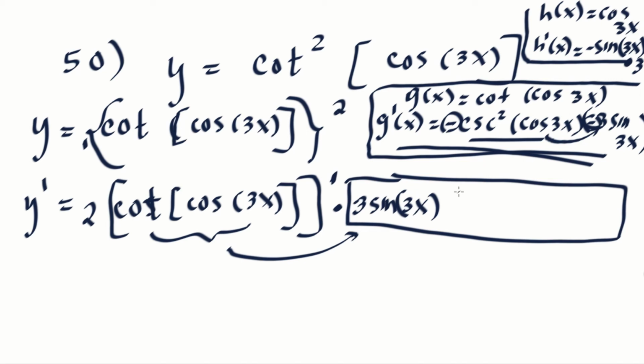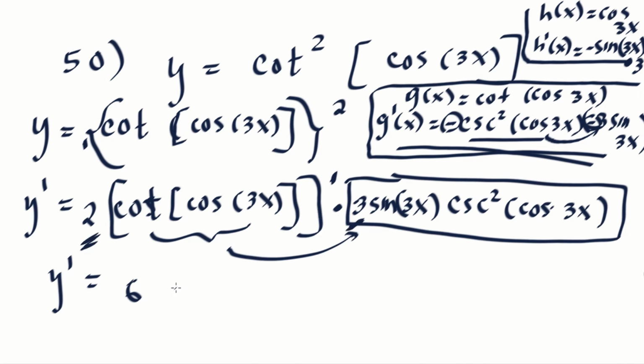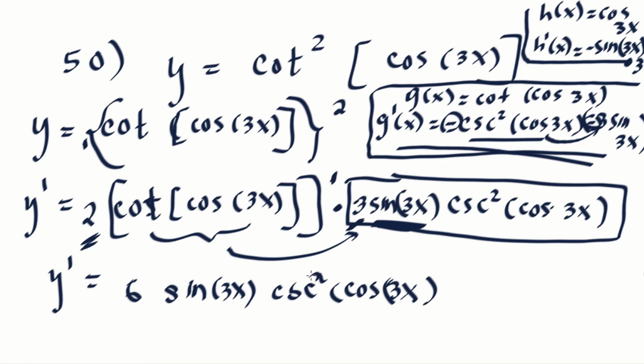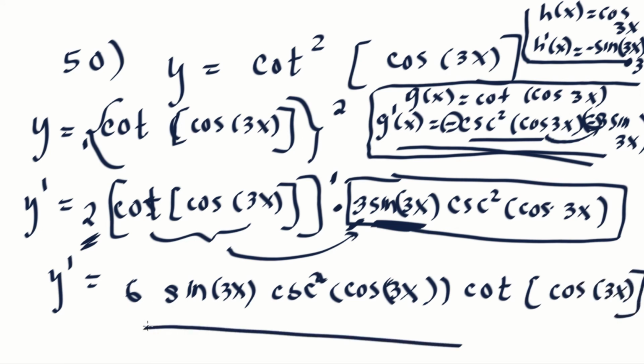And then cosecant squared of cosine 3x. All right, so this is everything. 2 times 3 is 6. I see 2 here and also 3 here, so that's 2 times 3 is 6. I'm just going to organize it. I'm going to start with this one: sine 3x, and then cosecant squared of cosine 3x, and then cotangent of cosine 3x. So this is our final answer.